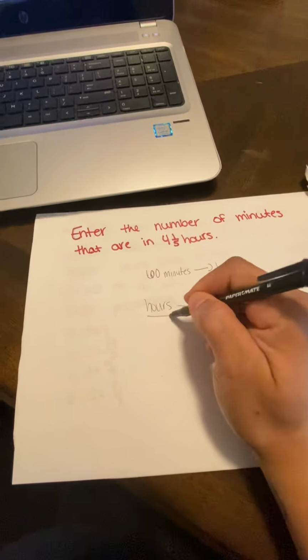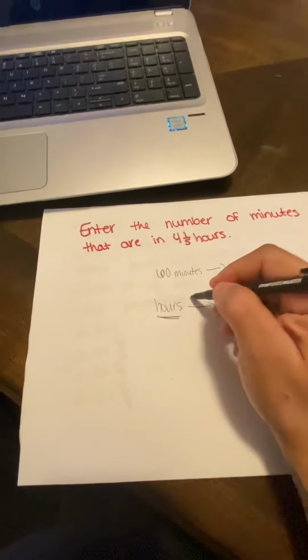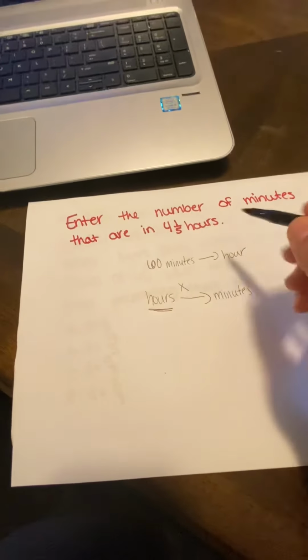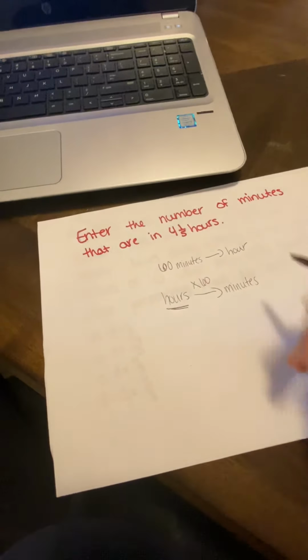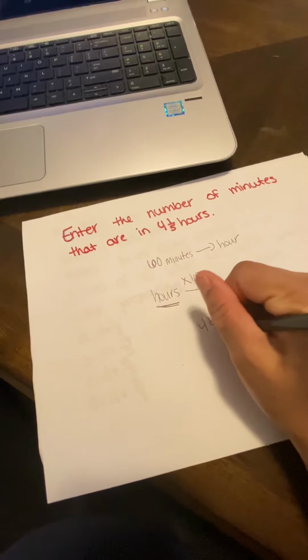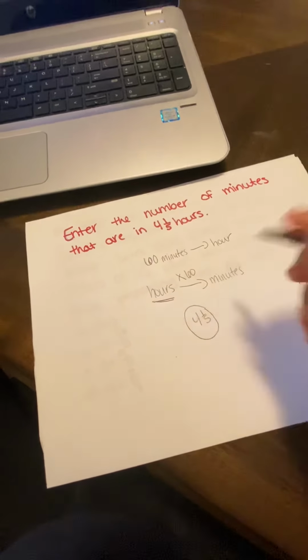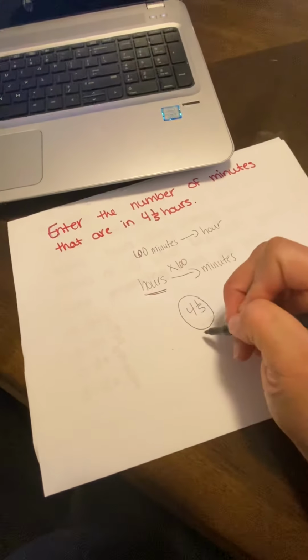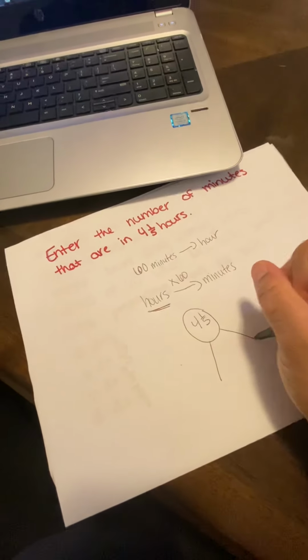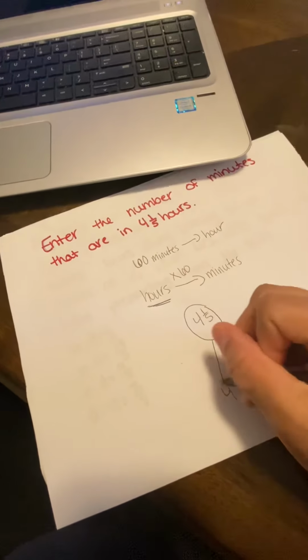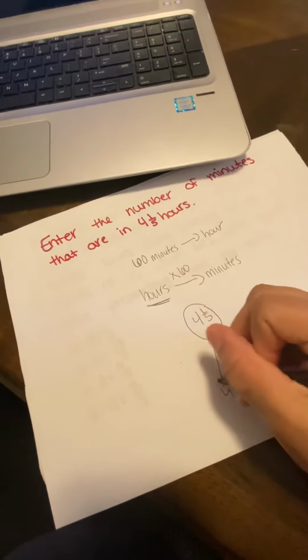Okay, so if I want to go from hours to minutes, I need to take my amount of hours times how many minutes are in an hour, which is 60, and that'll give me how many minutes I have. So if I have 4 1/5 hours, the easiest way to do it would be to go back to an old school number bond. So for a mixed number, the whole number and the fraction make up the mixed number.